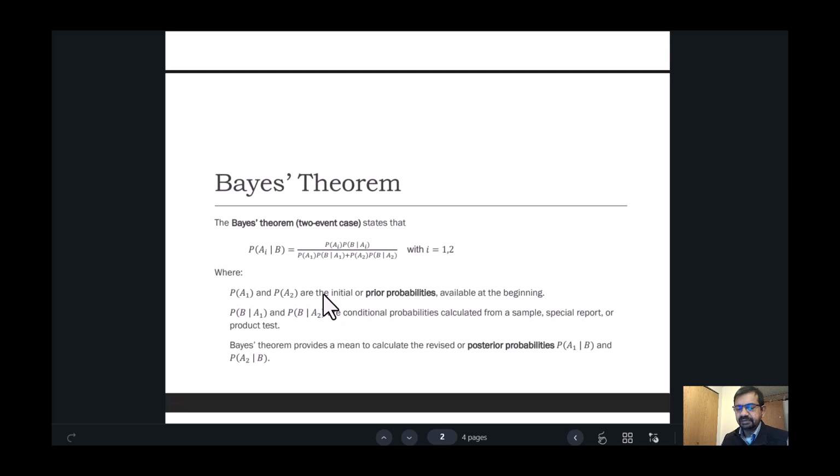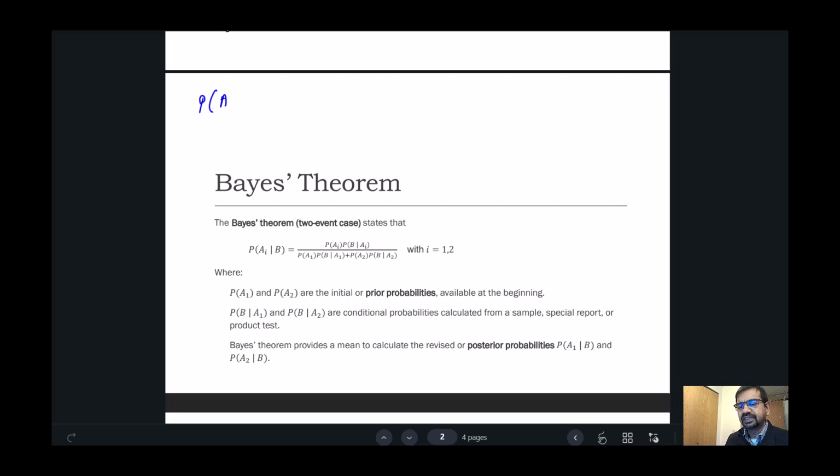The statement of Bayes' theorem in a simple two-event case is as follows. Let's say that we are interested in outcome 1, so I'll replace i with 1. The probability of A1 conditional on B is given by, if you recall the formula for conditional probability, the numerator, which is the intersection of A1 and B, and the denominator, which is the intersection of A1 and B plus the intersection of A2 and B. So let me rephrase this.